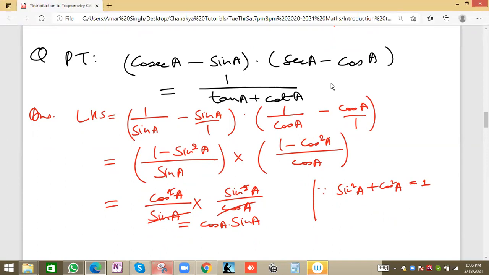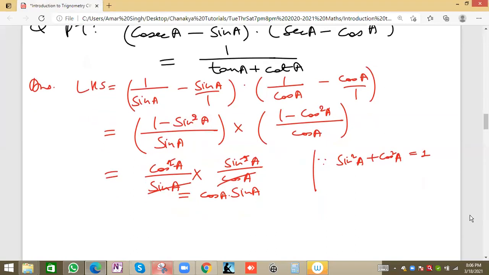No other option. Sir, we can write cos A into sin A as 1 by cos A into sin A, and 1 by tan A plus cot A as tan A plus cot A. We can take the reciprocal. The right hand side we can simplify. Also, the hint is given in the book that we can take the right hand side separately.